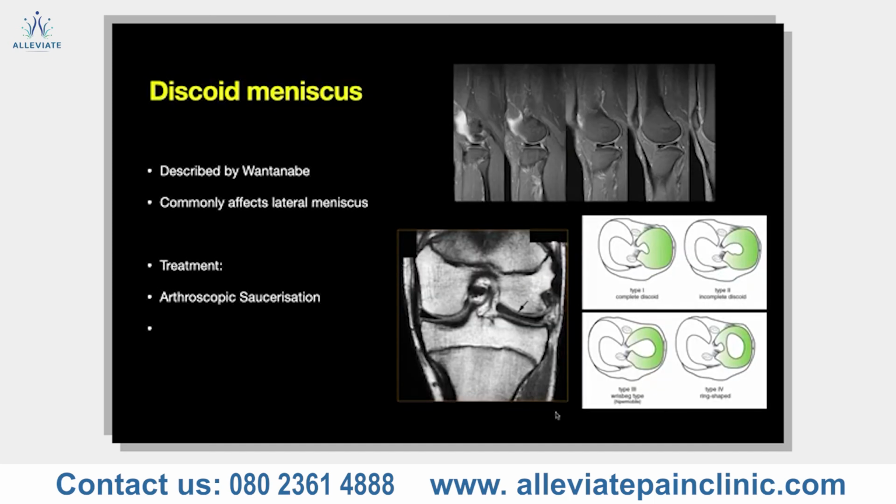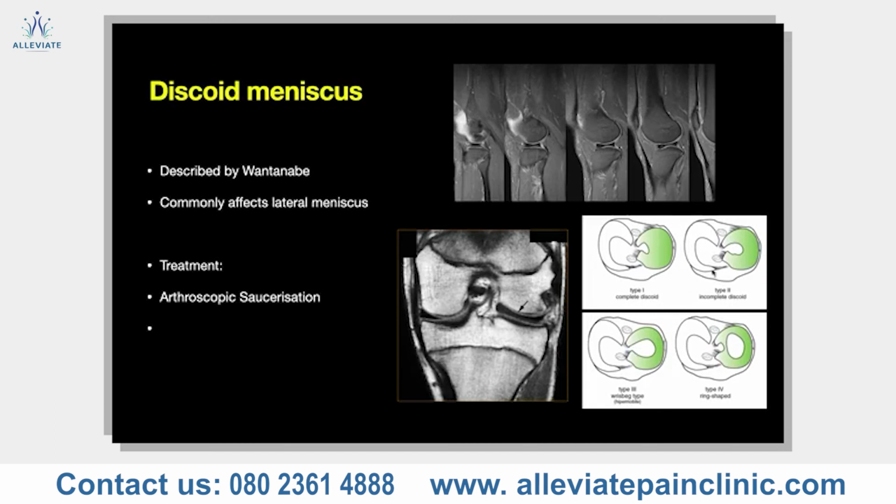So the other one is the discoid meniscus. This was described by Watanabe. It commonly affects the lateral meniscus. It is a type of congenital anomaly which is seen in a few people. It more commonly affects the lateral meniscus.